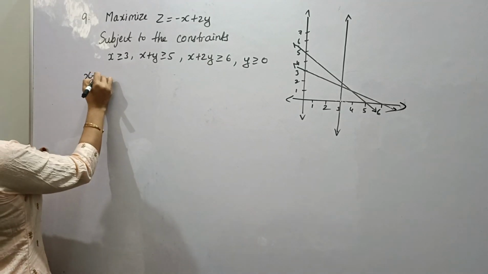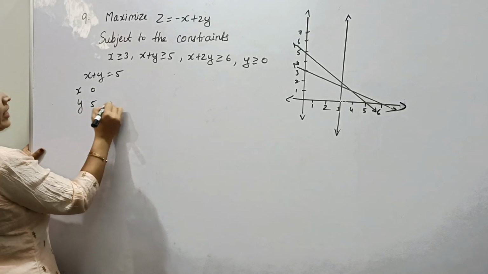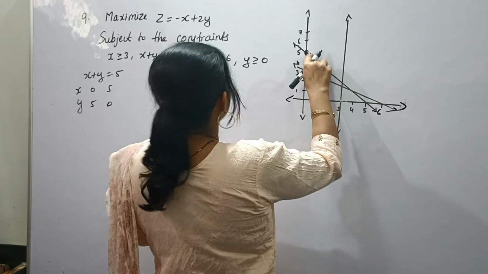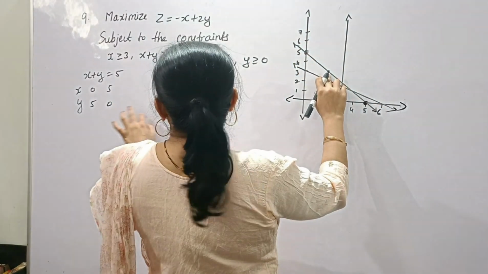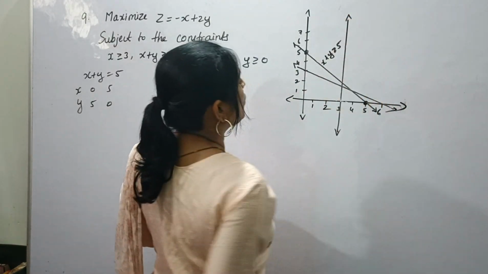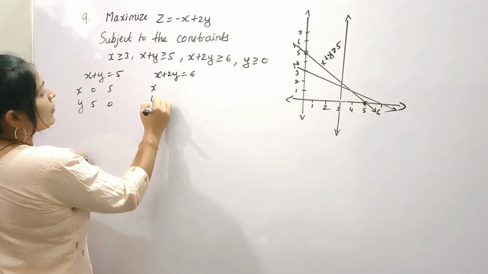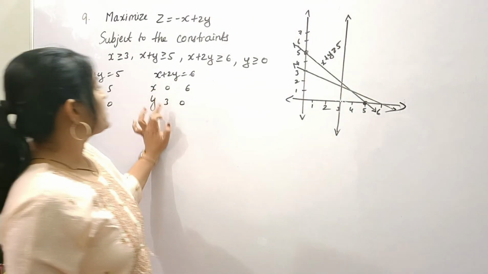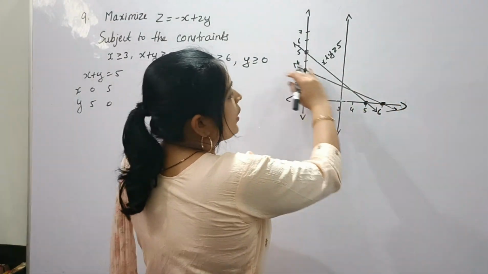Then next, x plus y is equal to 5. When x is equal to 0, y is equal to 5. When y is equal to 0, x is equal to 5. Plot the points 0, 5 and 5, 0. Join these points. So it is the line for the constraint x plus y greater than or equal to 5. Then next is x plus 2y is equal to 6. When x is equal to 0, y is equal to 3. When y is equal to 0, x is equal to 6. Plot the points 0, 3 and 6, 0. Join these points.